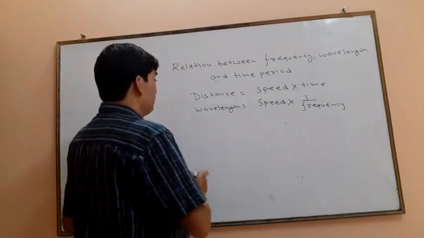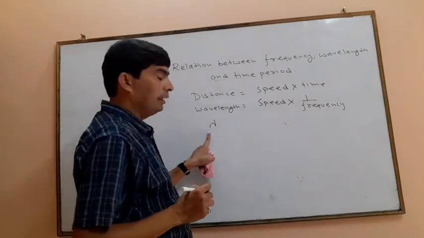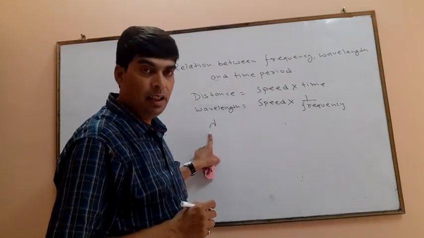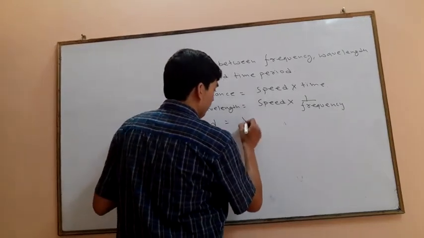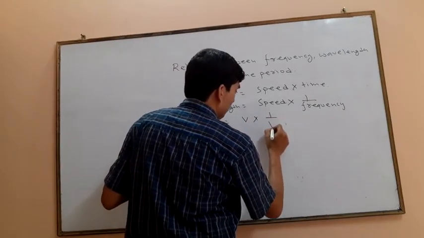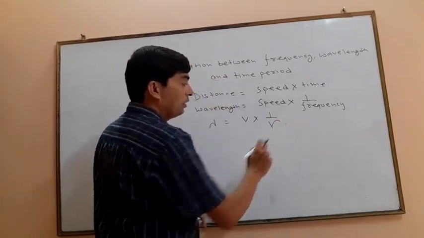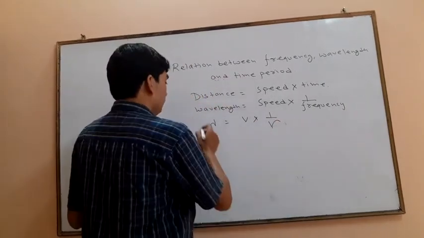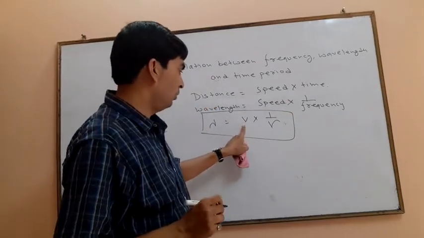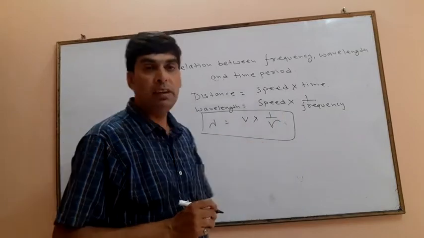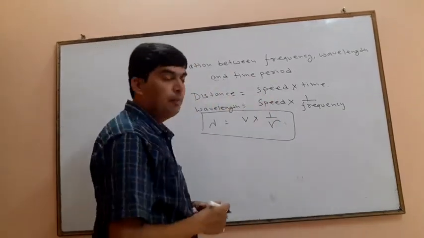If we represent it by symbols, then wavelength is denoted by the Greek letter lambda, L-A-M-B-D-A. Speed is denoted by V and frequency is denoted by mu. V and mu are different terms. Mu is also a Greek alphabet. So we have concluded that wavelength equals V into 1 by mu. This is the relation between frequency, wavelength and time period.